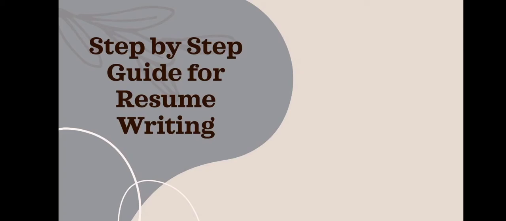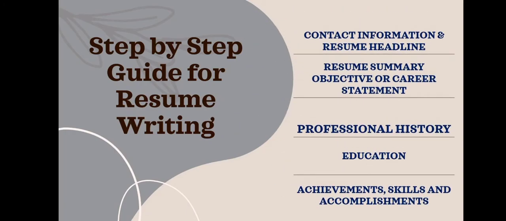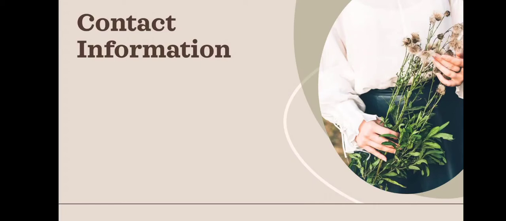So here are the different steps that you have to opt for in your resume writing, and these are: contact information and resume headline, resume summary which is also known as objective or career statement, professional history, education, achievements, skills and accomplishments. All of these are taken as basic core elements if you want to write a good resume. Now we will have complete details of all of these, how we have to add information in each of these steps. So just move on to the very first thing, that is contact information.